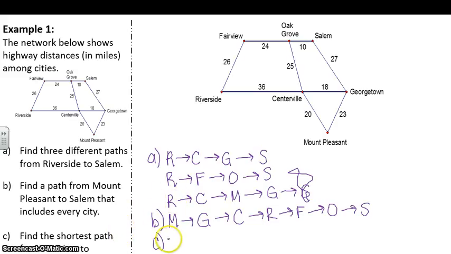All right, so the shortest path will be from Fairview to Oak Grove to Salem to Georgetown. And when you give me shortest paths, I want you to give me the number that goes with it. And so the shortest path was 61 miles. So on your homework, when I ask you for the shortest path, make sure that you give me the path and the number that goes with it. What was the shortest one? Okay.